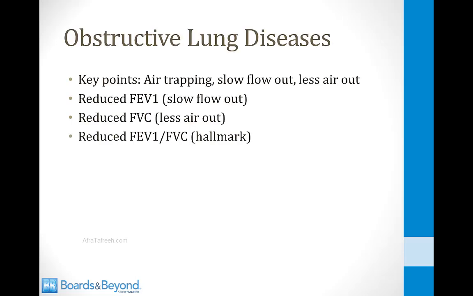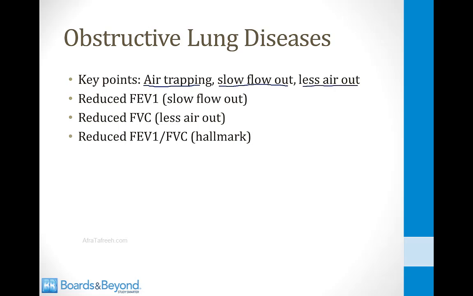In the module on pulmonary function testing, I discussed the differences between obstructive and restrictive disease in terms of lung volumes and PFTs. But let me just highlight a couple of the key points here. In obstructive disease, you have air trapped inside the lungs because it can't get out. You also have slow flow of air going out and therefore less air going out in total.